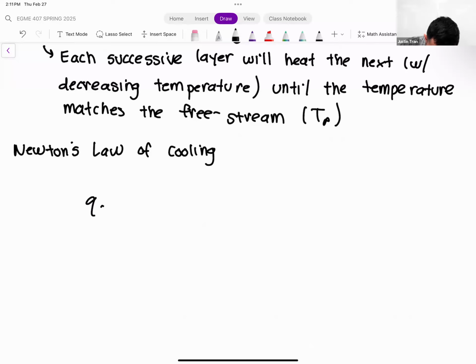Right, where we say that Q convection, and I'll do the heat flux version of this. I'm just going to divide it by A, is equal to h times Ts minus T infinity, right? But these two representations of convection heat transfer have to be reconciled, because they both represent the same thing, right? So this right here, this is Q convection, convection heat transfer on a macro scale.